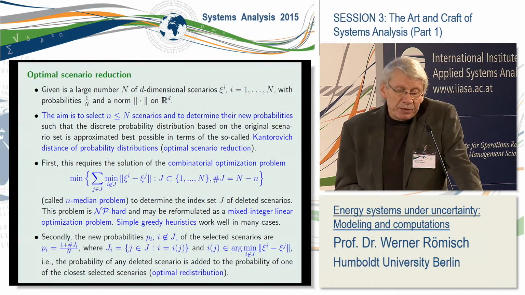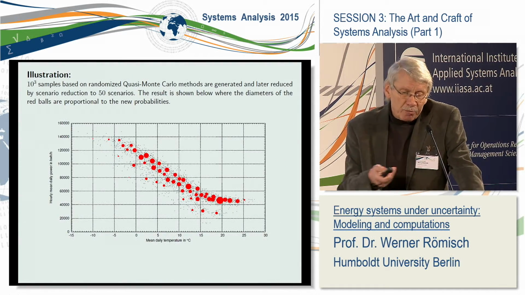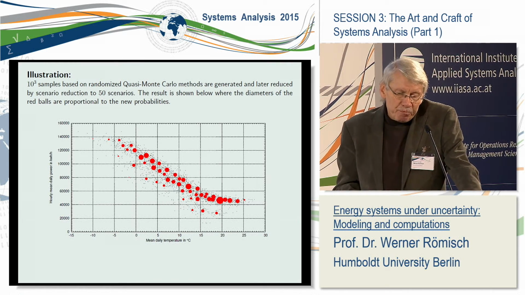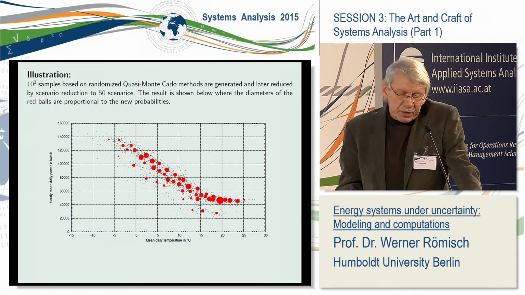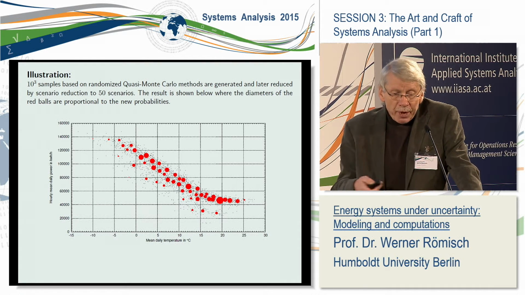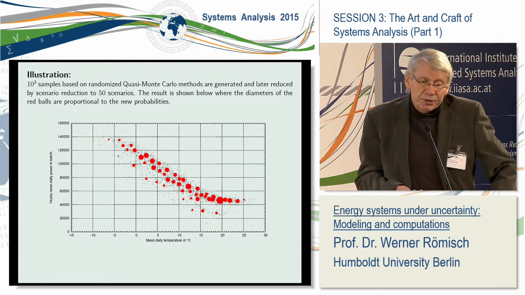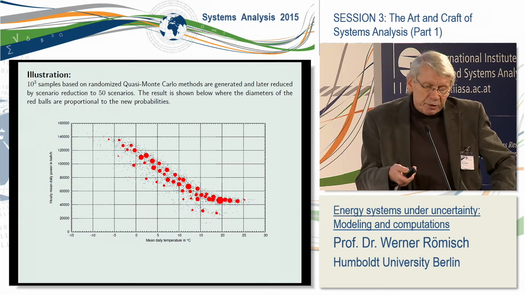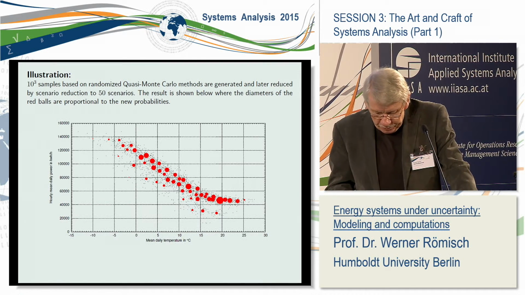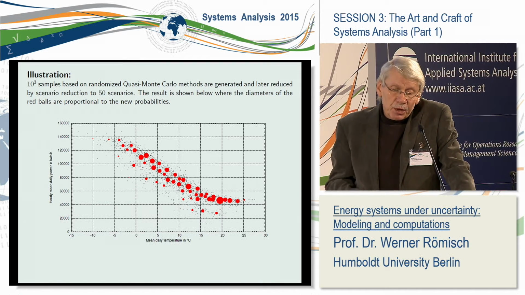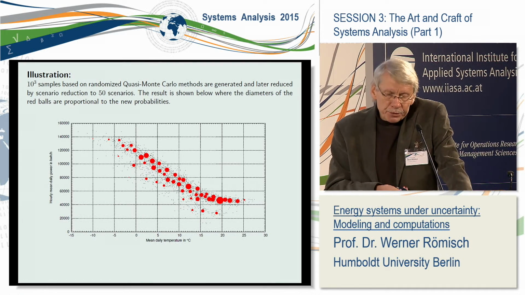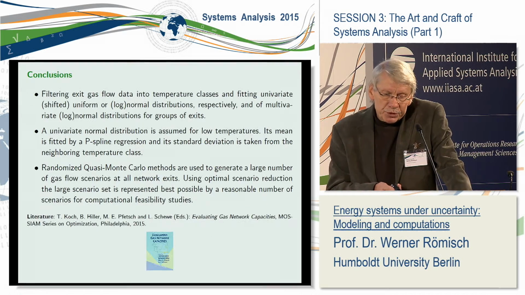Okay, and finally we performed a certain optimal scenario reduction, which is described by this picture. So we started with 1,000 samples via quasi-Monte Carlo Sobol point sets, and finally selected a certain smaller number, here 50 scenarios, which fitted very well to the 1,000 points before, in the sense of a certain probability metric, here the Kantorowicz distance.